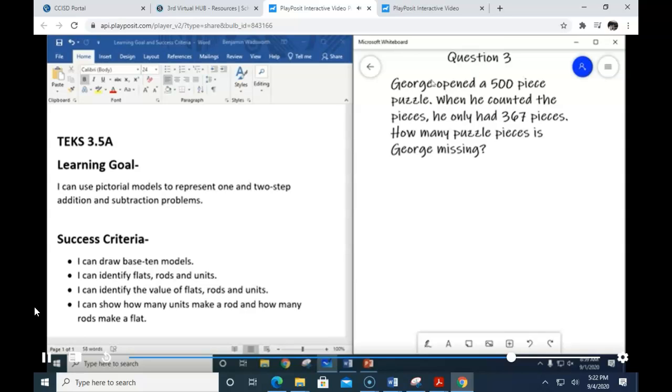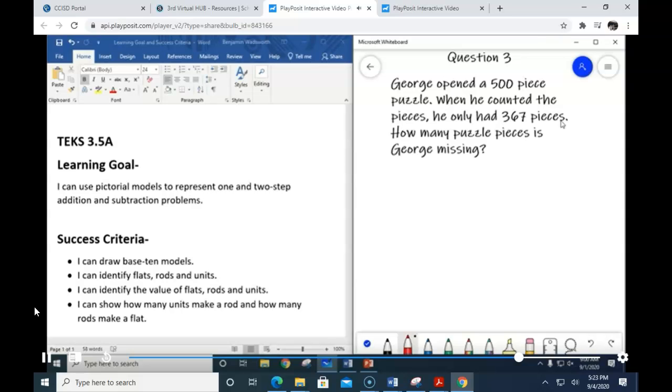So this question is, George opened a 500-piece puzzle. When he counted the pieces, he only had 367 pieces. How many puzzle pieces is George missing? So this one's a little tricky. He opened a 500-piece puzzle, but he only counted 367 of them.